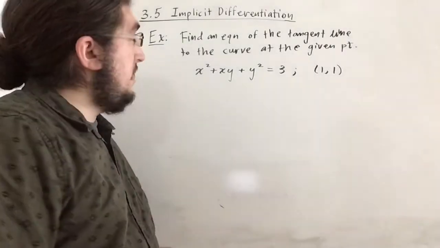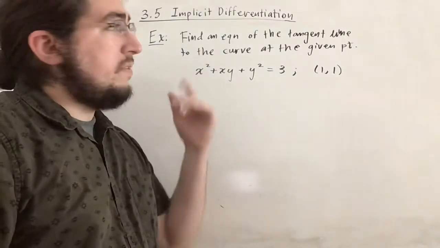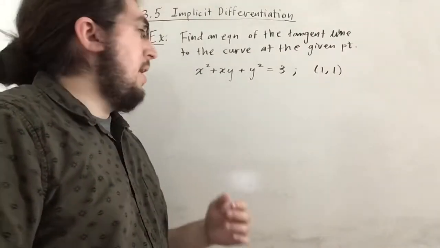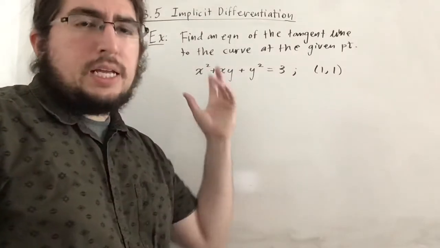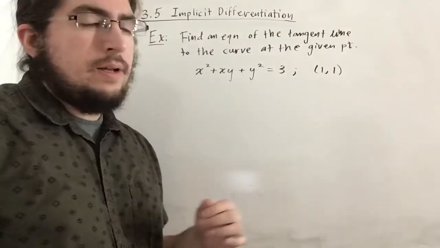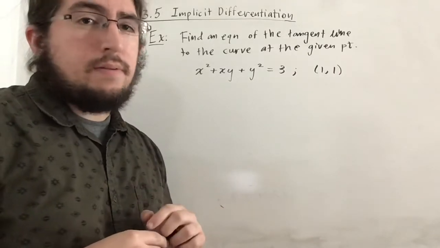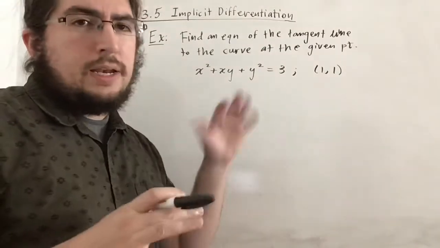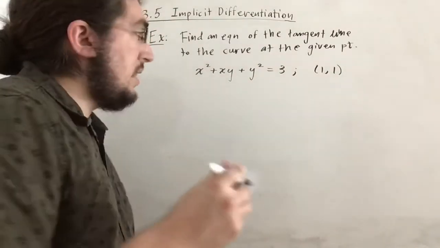All right, so now for this example, we're asked to find the equation of the tangent line for this curve at the given point (1, 1). And as it turns out, this actually can be explicitly solved for. So if you want to solve for y, you can try it, but I'll tell you right now, it's not very easy to do so, but it is possible. But I'm not going to do that anyways, I'm just going to use implicit. So let's see if we can follow.